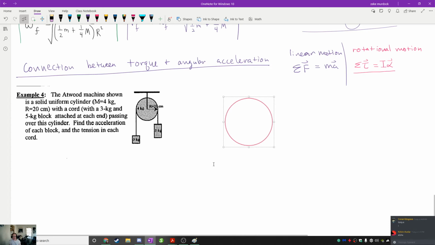So here is our disk, and attached to the disk we've got these two ropes. One here. One here. Which one's heavier? The 5 kilogram one's heavier, right? Okay. Attached to each of these we have blocks. So one right here, and one right here.